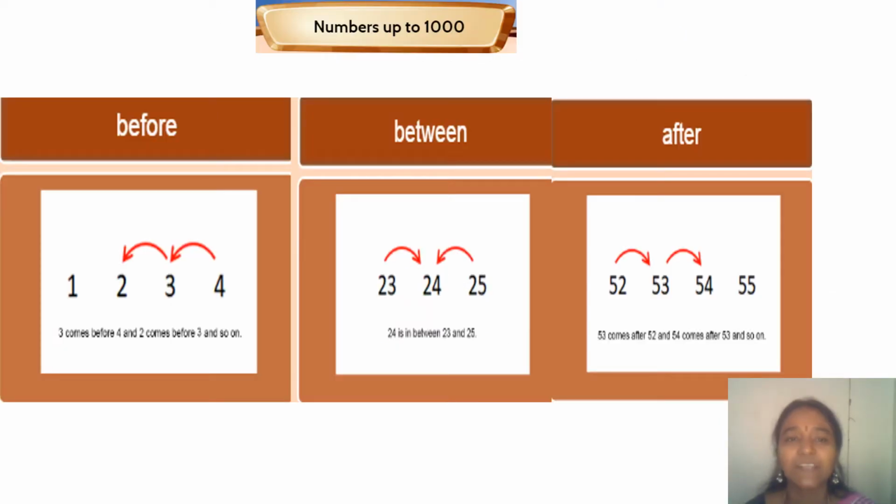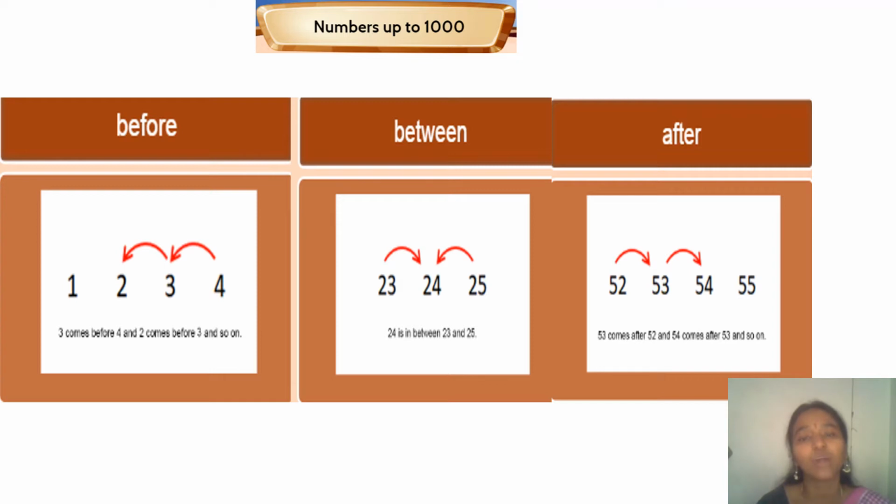Next concept is before, between and after. In order to count the before numbers, what we will do? See here, before 4 means you have to count numbers backwards. You all know counting numbers backwards, like counting backwards from 10 to 1. How will you count? 10, 9, 8, 7, 6, 5, 4. Like that only. If I ask you to write before, you have to start counting the numbers backwards.